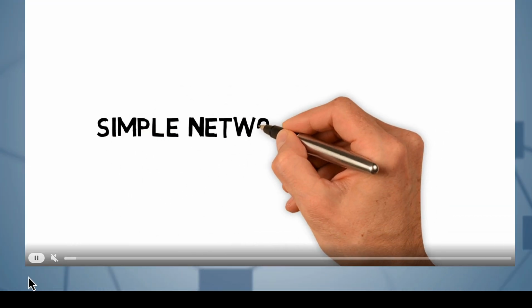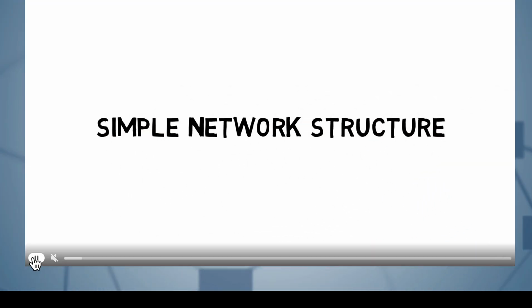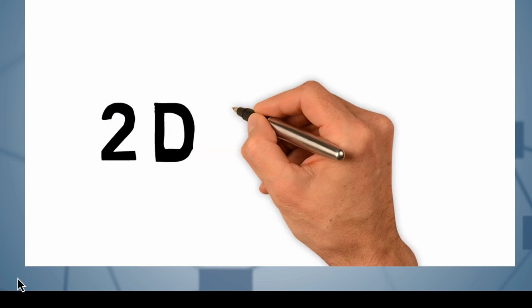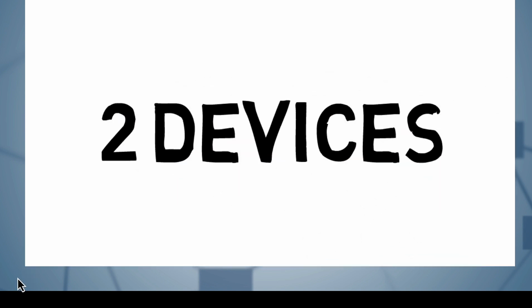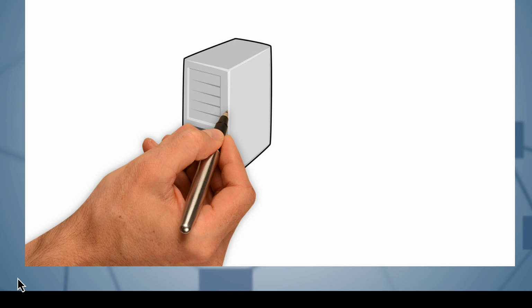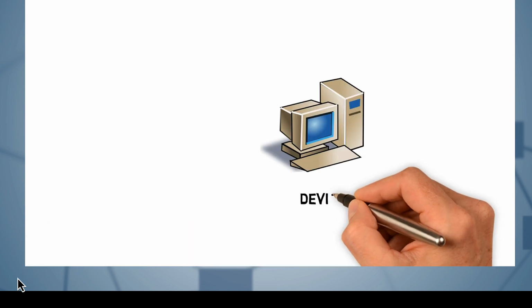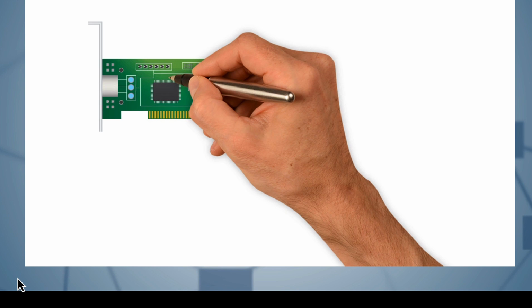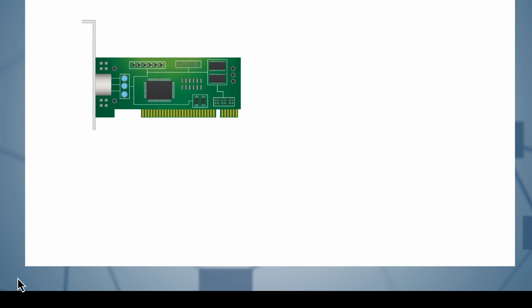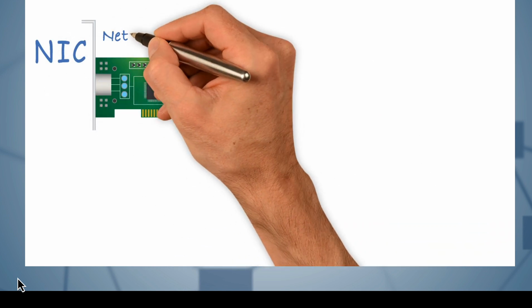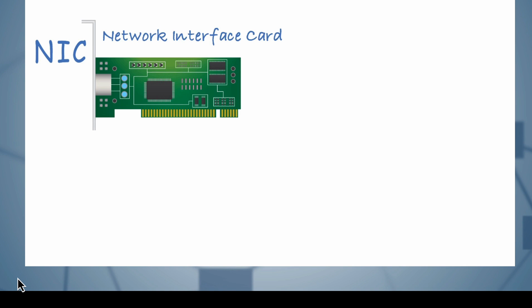So in a simple network configuration here, we're going to need to have at least two devices. So here we're going to have basically device number 1, and then we have device number 2. Now in order for communications to occur, we need to have this NIC. NIC is basically going to be short for network interface card.